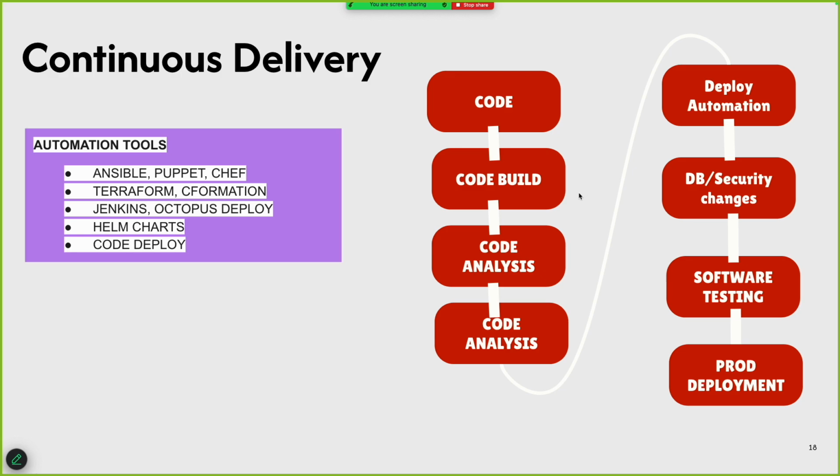In continuous delivery, after the code build and code analysis, these are also automated. When the code analysis is done, it is deployed into the testing environment. The deploy automation, database or security changes, and software testing, all the way till merging into production, are all automated in continuous delivery.